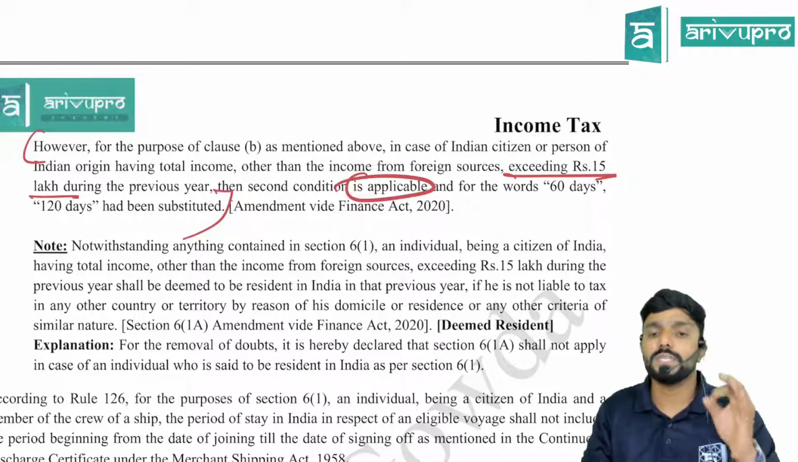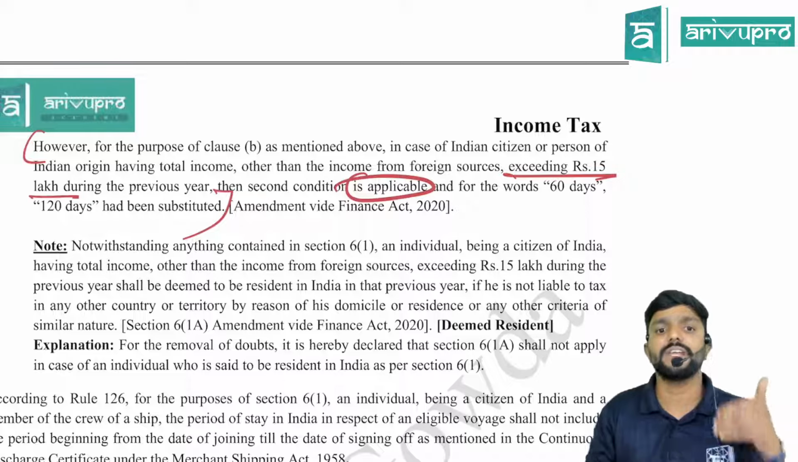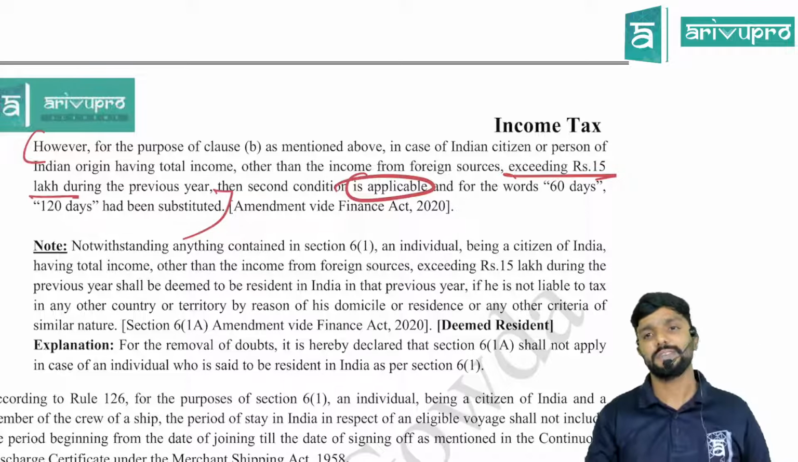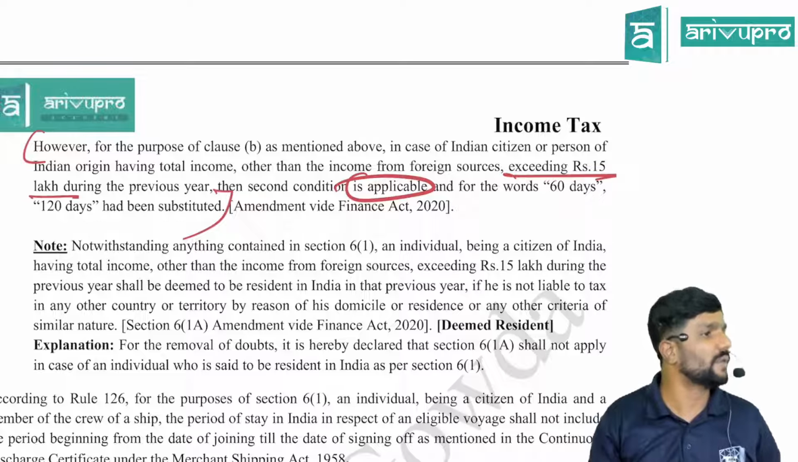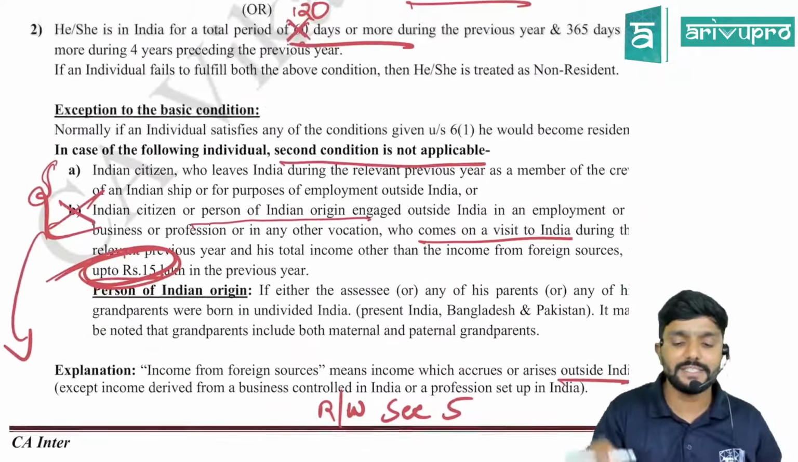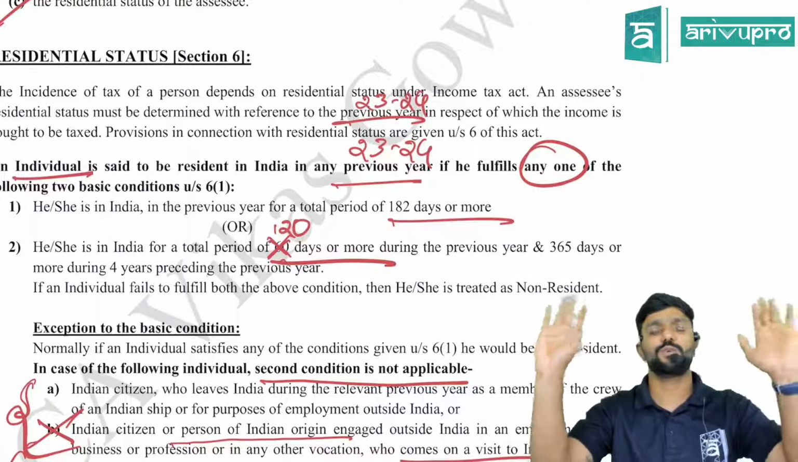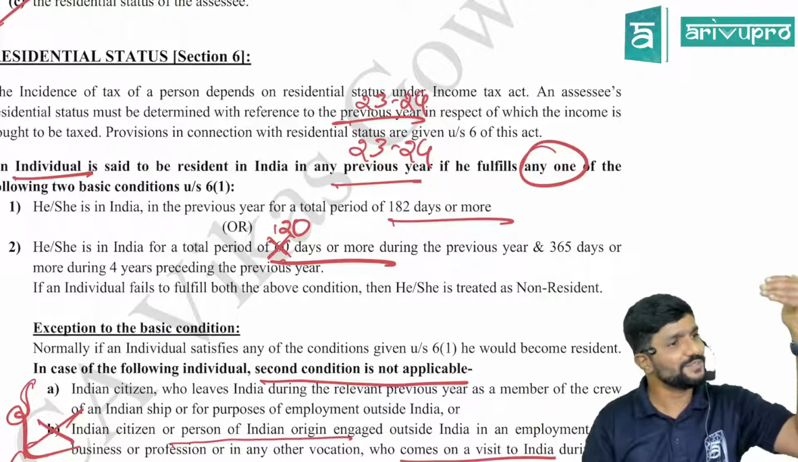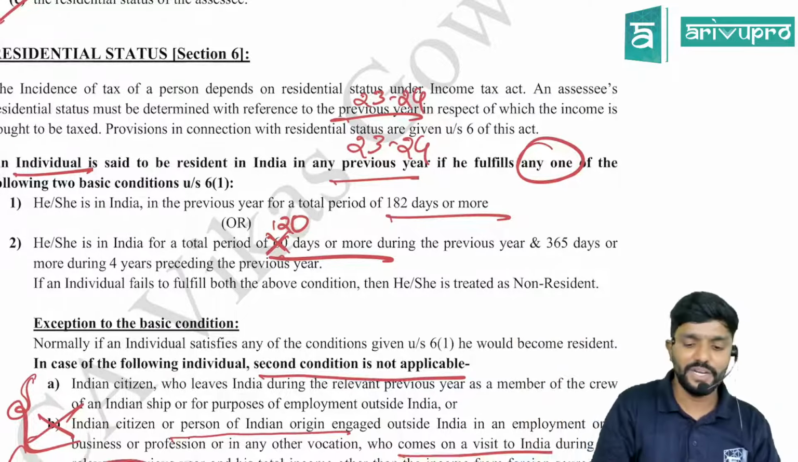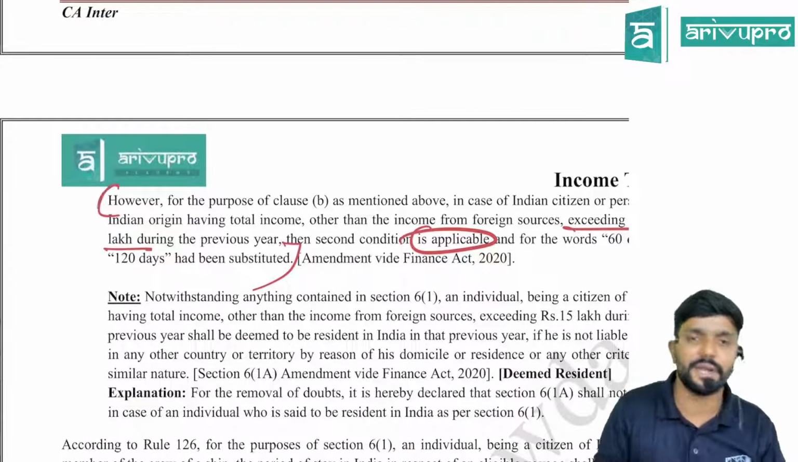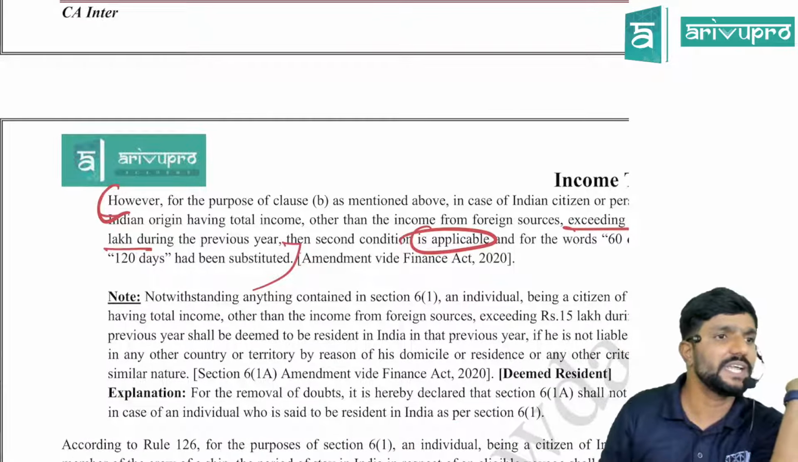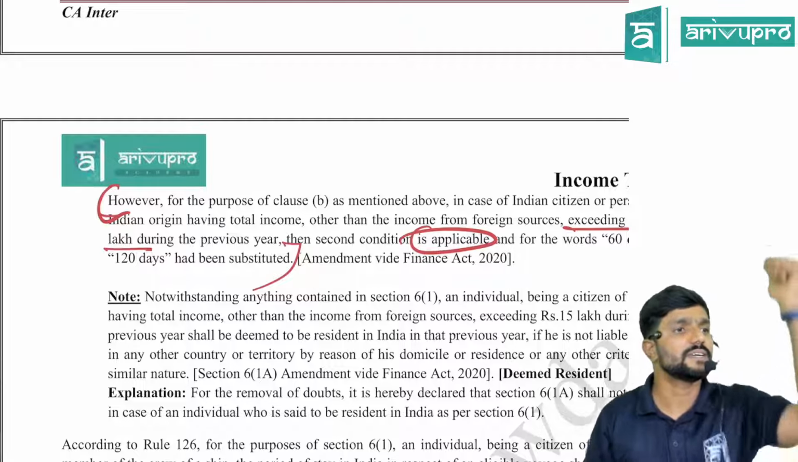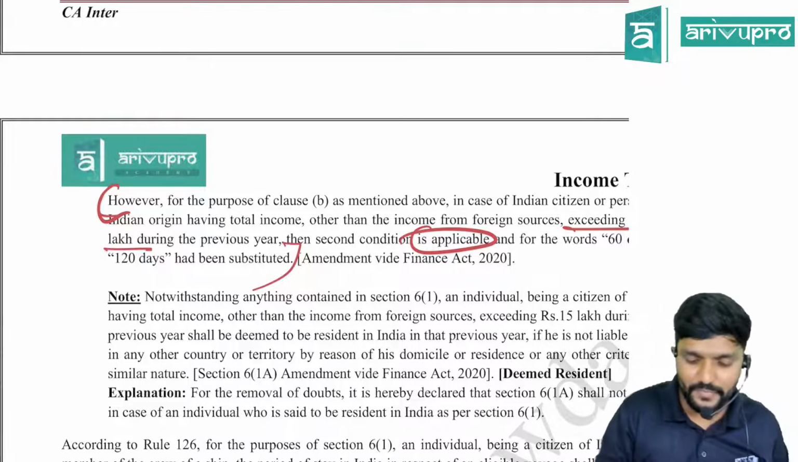But for the words 60 days, 120 days has been substituted. Okay, means the second is applicable, but instead of 60, use it as 120. So will you guys scratch 60 and write 120 here? Please don't do it. Because in normal situations, 60 is only applicable. Only if an individual is covered in this point, only then it is 120 days instead of 60 days in the second condition. Clear?